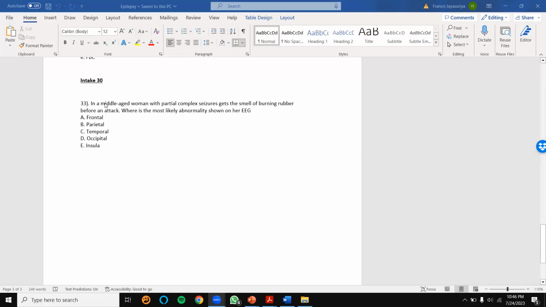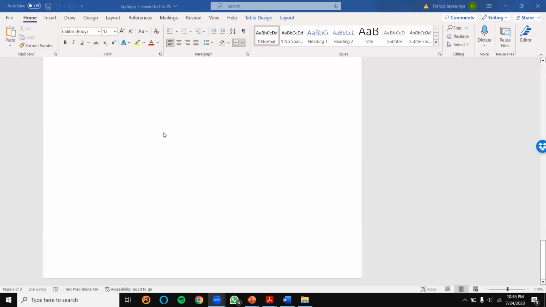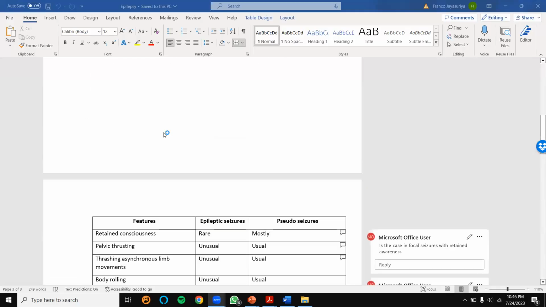In intake 30, question 33: a middle-aged woman with partial complex seizures gets the smell of burning rubber before an attack. Where is the most likely abnormality shown on the EEG? This burning rubber or smell feature with seizures is pretty specific for temporal lobe seizures. This is a commonly asked MCQ. I think most of the papers have this.